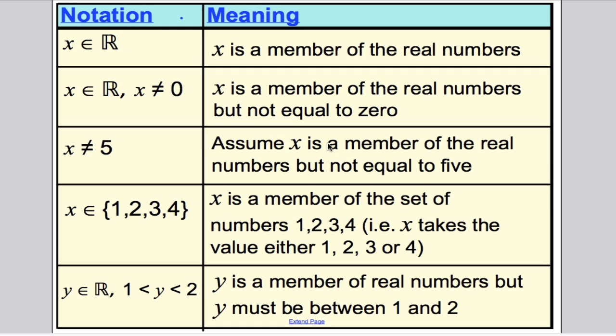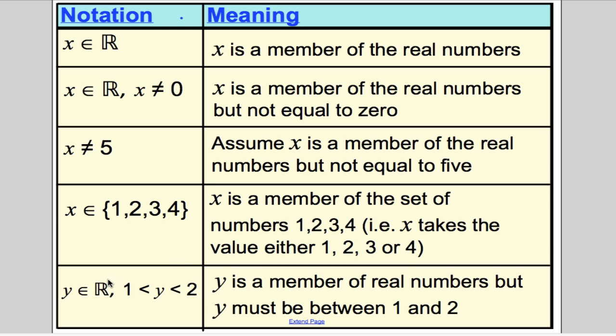We would be saying that x is a member of the real numbers, it's on the number line, but the one thing it can't be is 5. Now, this here is some set notation. X again is a member of, or is an element of, but it can only be the following 4 numbers, which we use these type of brackets for. It can be 1, 2, 3, or 4. So x is a member of the set of numbers 1, 2, 3, 4, so it can only take those values.